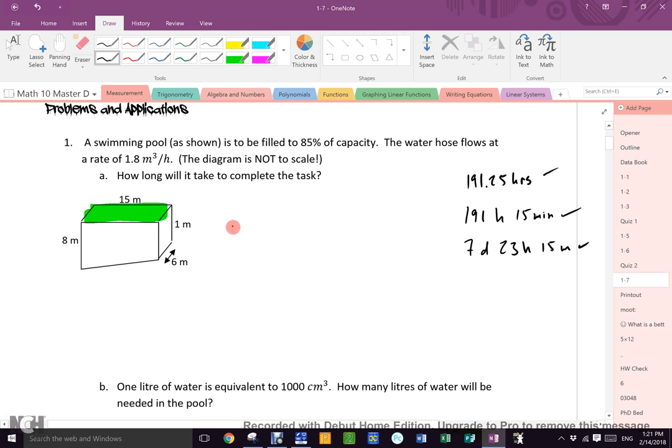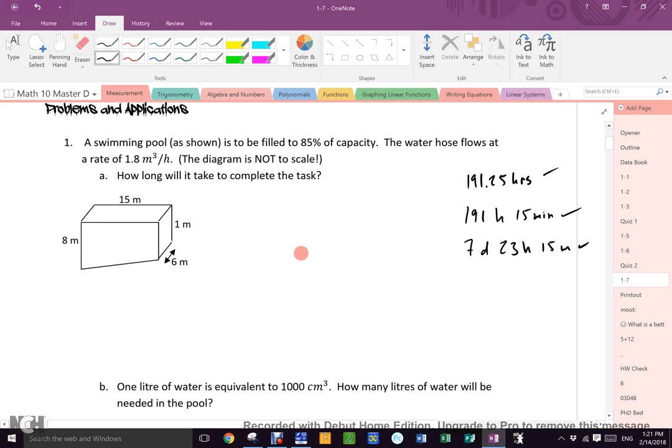Yes? And then she looked at it and said, but it's not a flat rectangle. But if I go 8 plus 1 divided by 2 and get 4.5, that would flatten it out at an average depth of 4.5. So if I go 15 times 6 times 4.5, that would be the area of the base times the height. Yes? And that got the exact answer. Perfect. Worked fine. Great.